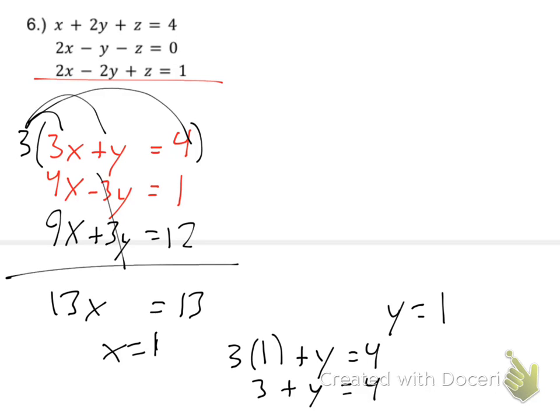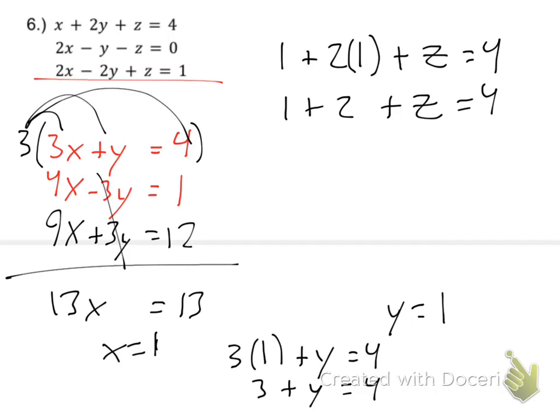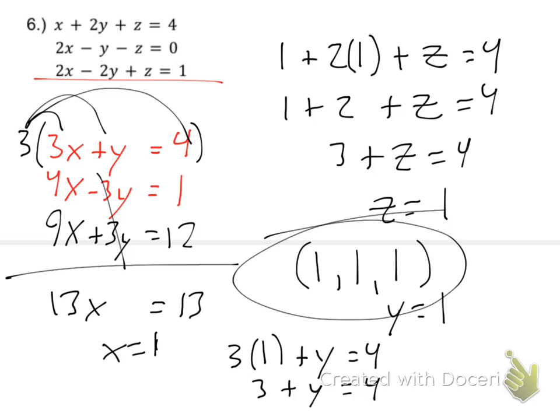Then we can pick one of those top three. Again, for all intents and purposes, probably choose the top one because they're all positive. But I don't have to. So 1 plus 2 times 1 plus z equals 4. 1 plus 2 plus z equals 4. 3 plus z equals 4. Z equals 1. So the point is 1, 1, 1.